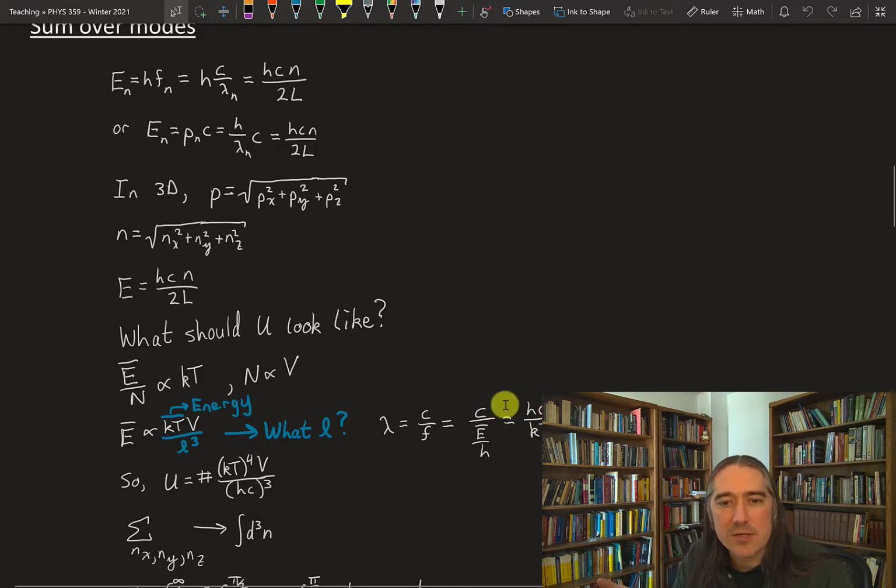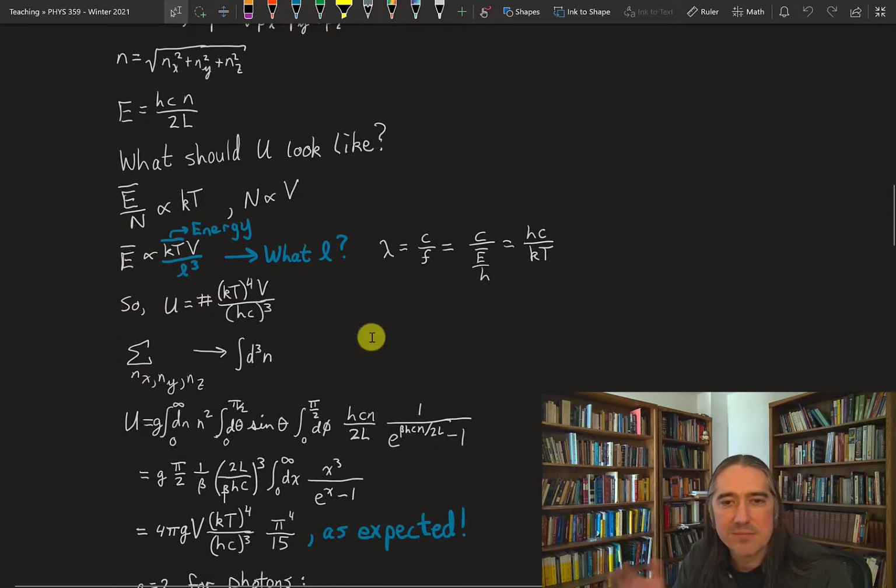So if this is our length scale, plug that into this. I hope this wasn't behind my head while I was talking about that. Wavelength is C over F, F is E over H, E per photon looks like KT, so plug in KT here, and there you go. Okay, so that's our length scale. And for some reason I went from average energy to U. They're the same thing, right? We're talking about the average energy of the whole system.